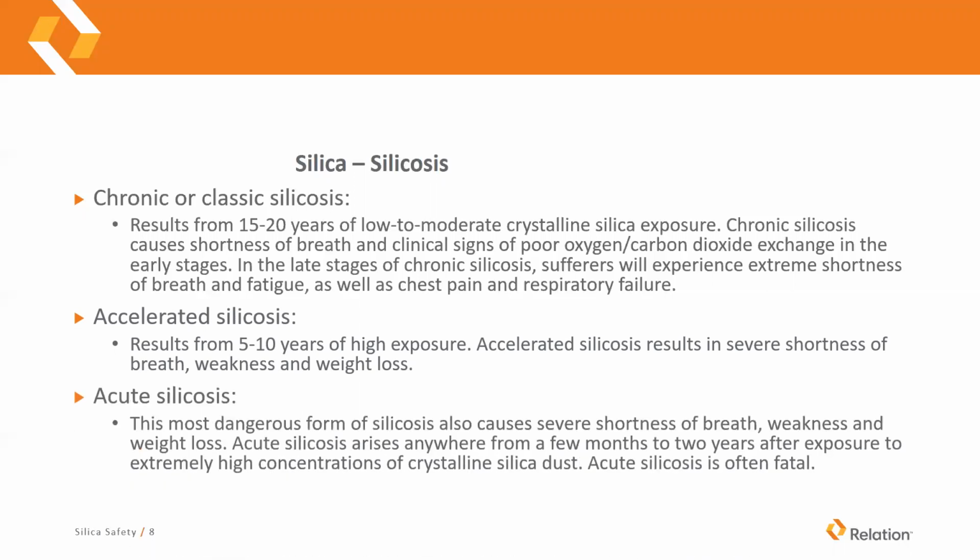And acute silicosis is the most dangerous form of silicosis, and it also causes shortness of breath, weakness, and weight loss. Acute silicosis arises anywhere from a few months to 2 years after exposure to extremely high concentrations of crystalline silica dust. It can be fatal, but we're talking about somebody tunneling through the earth and breathing in a ton of silica dust. So typically acute silicosis is a little bit more rare.